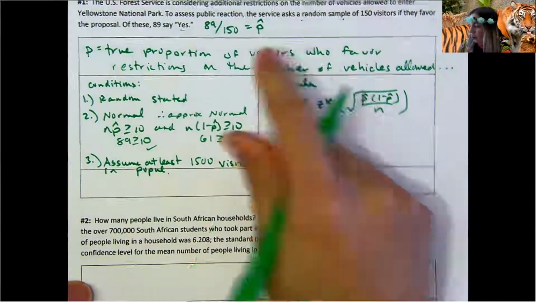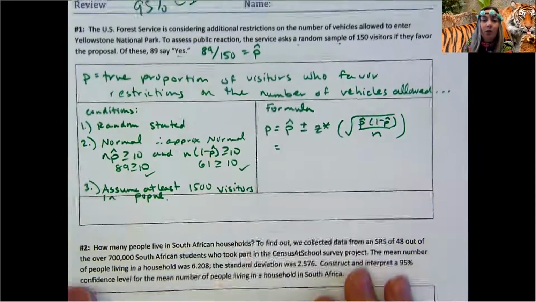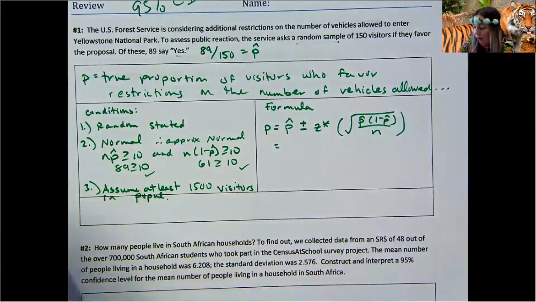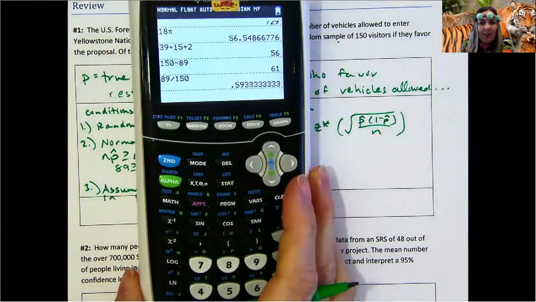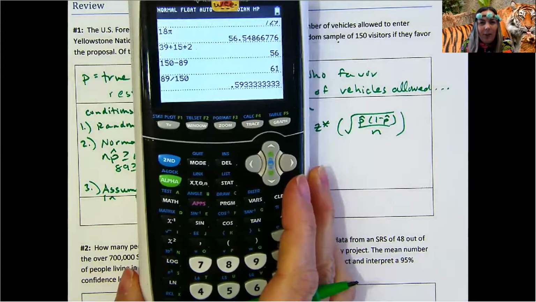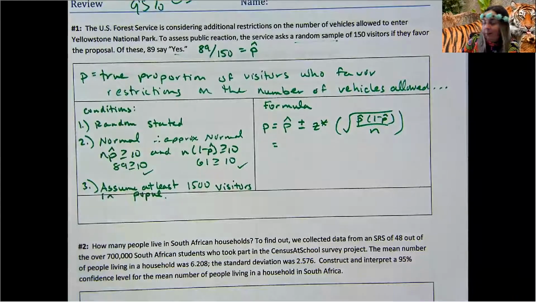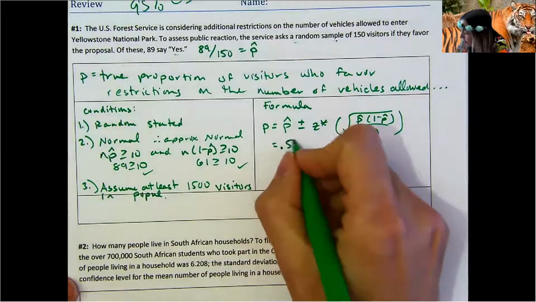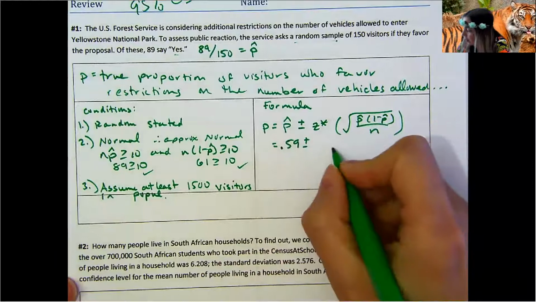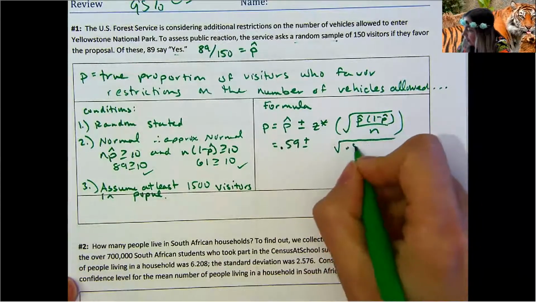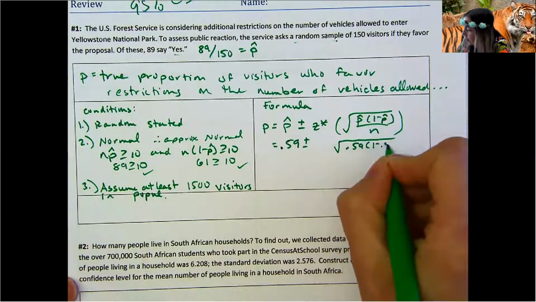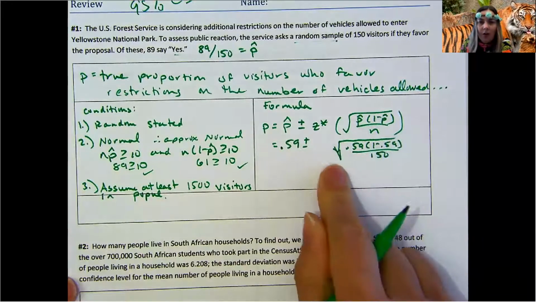So our sample was 89 out of 150. You can write 89 out of 150, or let me see what kind of decimal that is. It's 0.5933333. Might be easier just to write 0.59. So 0.59 plus or minus. I'm going to skip the z star for a second. 0.59 times 1 minus 0.59 all over 150. Technically, this standard deviation should go all the way down.